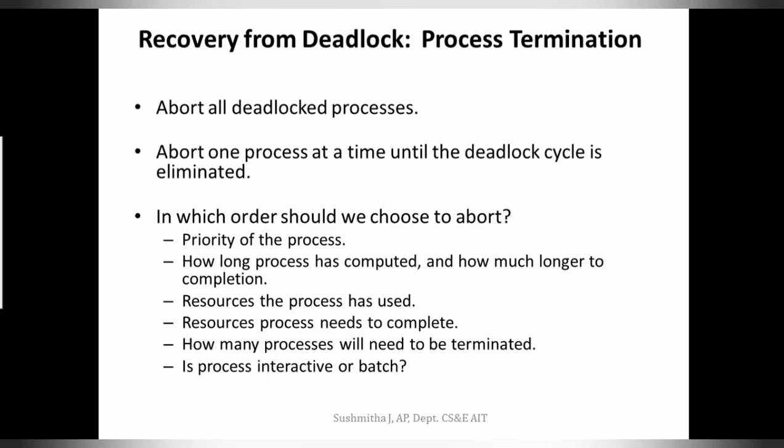Now the next one that we have is recovery from deadlock using the process termination mechanism. Again here, there are two ways of doing it. If there are 4 processes involved in the deadlock, we can abort all the 4 processes. But if I am aborting all the 4 processes involved in the deadlock, it is a waste of the CPU time that was used and there is a lot of overhead that might occur.